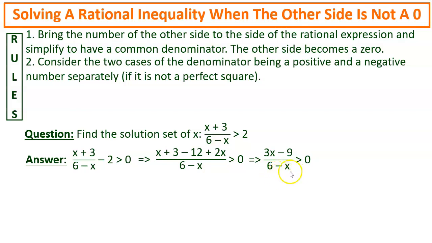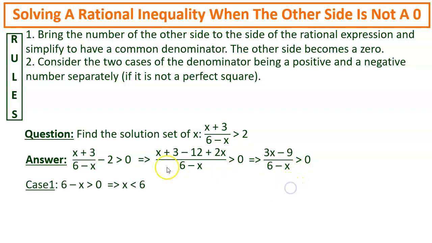It may be a perfect square, may not be a perfect square. We do not know. It may be a positive number, it may be a negative number, but can it be equal to 0? No, it cannot be equal to 0 because we cannot have a 0 in the denominator. So, 6 minus x will not be equal to 0. The only two possibilities are that 6 minus x is a positive number or 6 minus x is a negative number, and we will be considering these two possibilities separately.